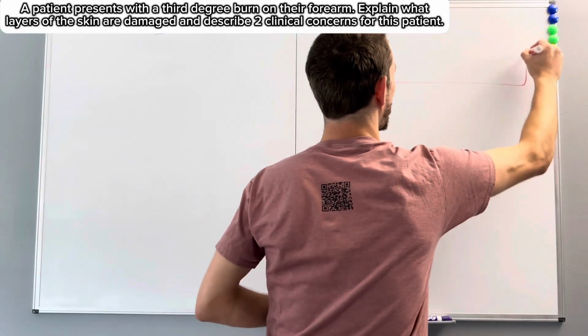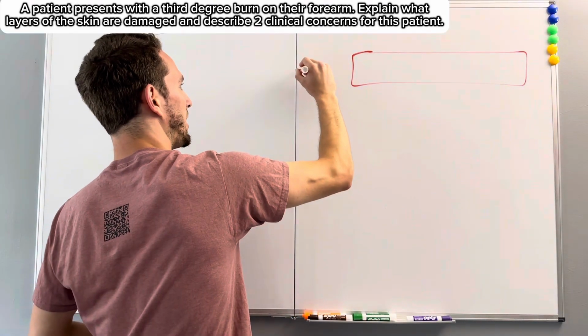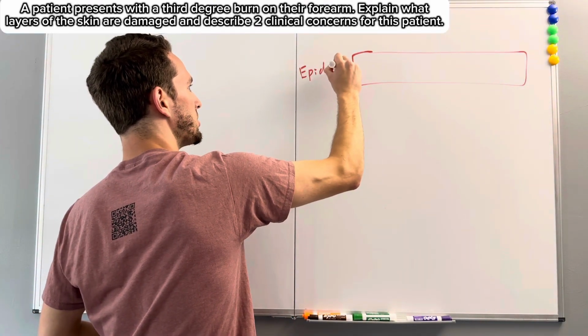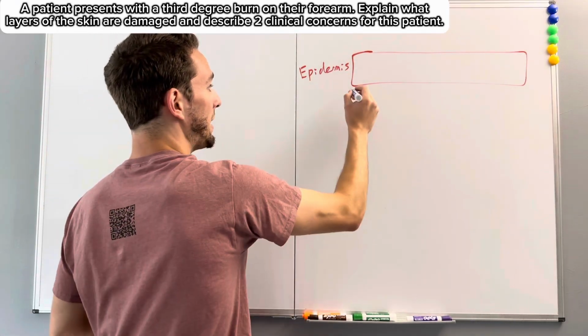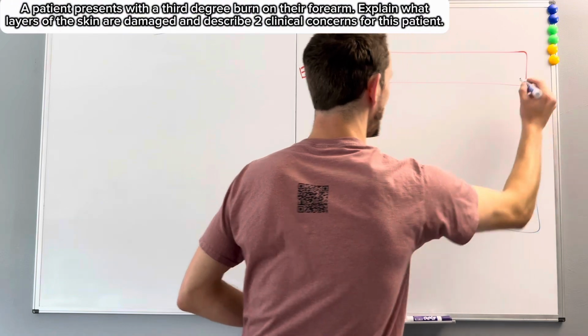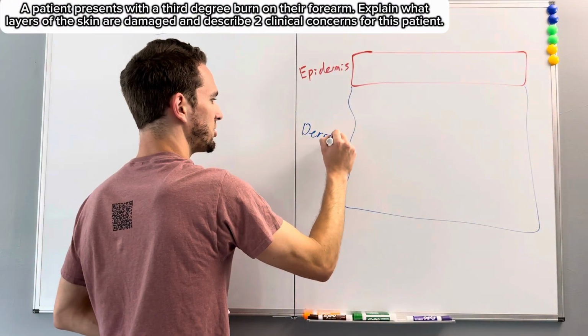Okay, so we got 3 layers to the skin. On the top part of the skin, I did not plan that. On the top part of the skin, we have something called the epidermis, okay? That stands for upon the dermis, which is the main part of the skin down here. Okay, so this is the dermis, derm meaning skin.